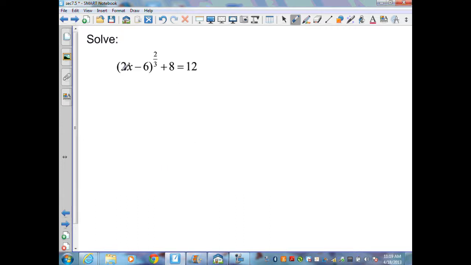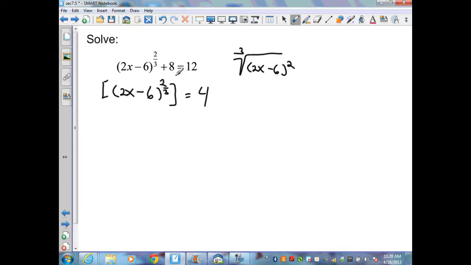Our next example, I have 2x minus 6 to the 2/3 power plus 8 equals 12. Recall that that would have been the cube root of 2x minus 6 squared. But it's a lot easier to solve it as a fractional exponent. Let's isolate this quantity. That gives me 2x minus 6 to the 2/3 equals, subtract 8 on both sides, I get 4. I'm going to multiply this by the reciprocal of the fraction, which is 3/2.